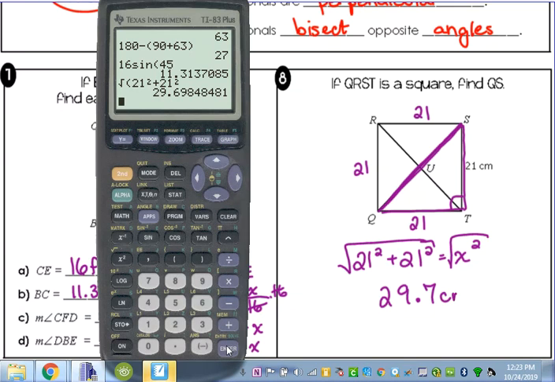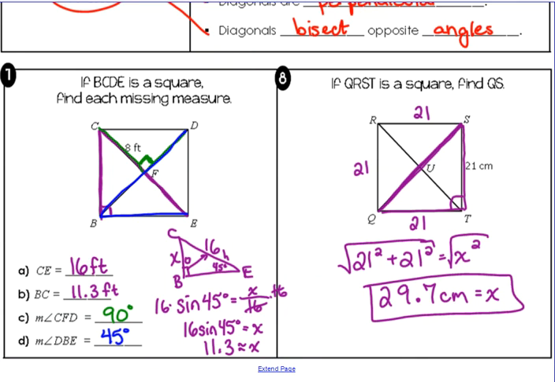29.7. Notice I did not round that to 30. It didn't round up to 30. 29.7.